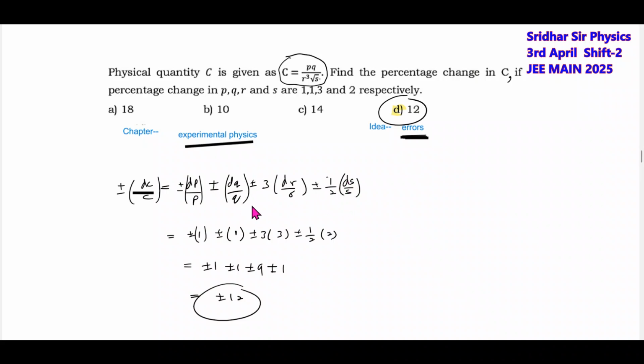And always the errors should be added. You should not subtract them, even for the denominator terms. Always you have to express the maximum possible error.